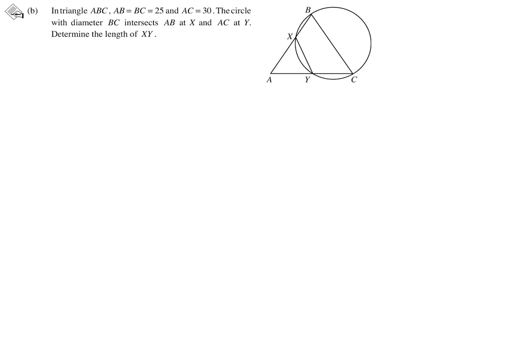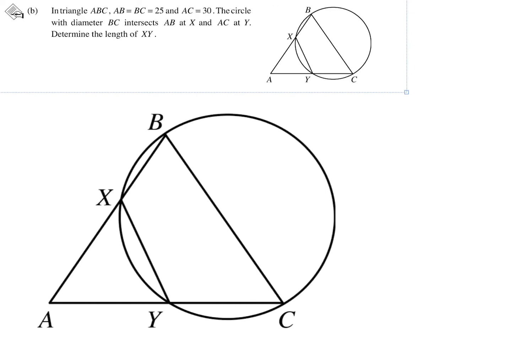In triangle ABC, AB is equal to BC is equal to 25 and AC is equal to 30. The circle with diameter BC intersects AB at X and AC at Y. Determine the length of XY. Okay, so the first thing I want to do is just fiddle around with the angles here. So I drew it pretty big because I'm going to have to put in a lot of angles. So BC is the diameter of the circle. Okay, so let's draw a center point. So approximately here.